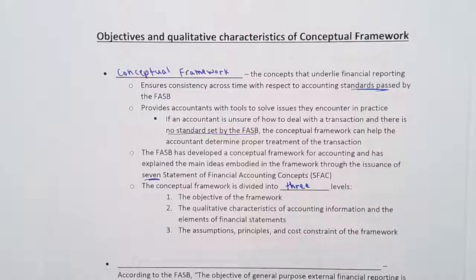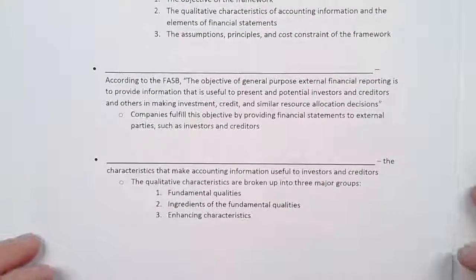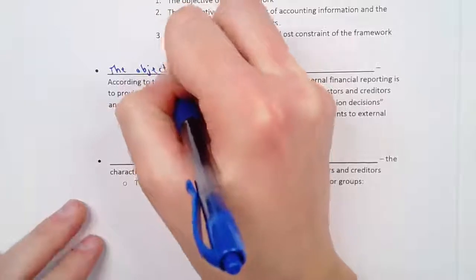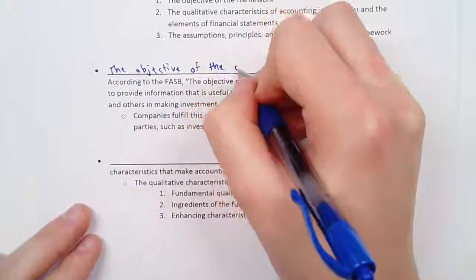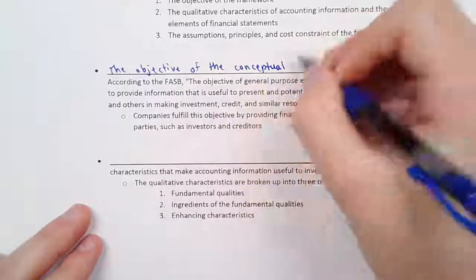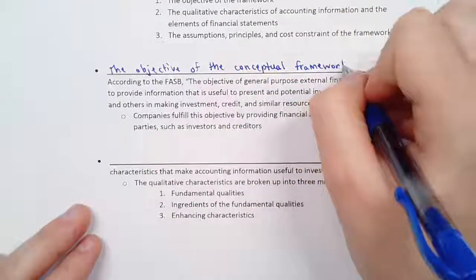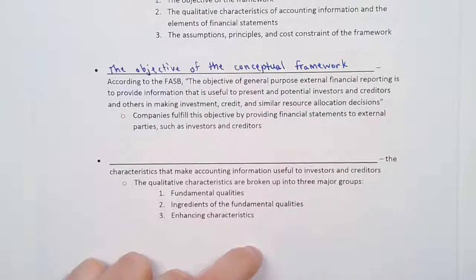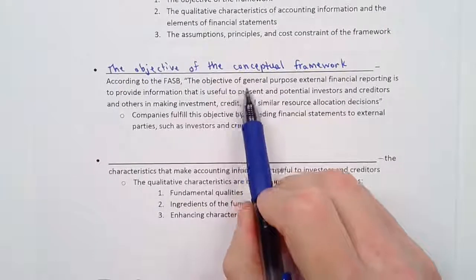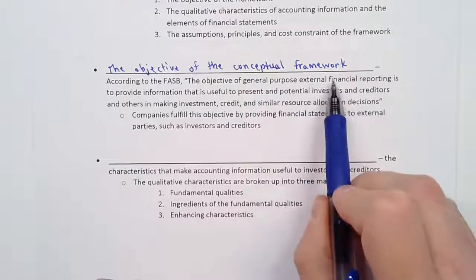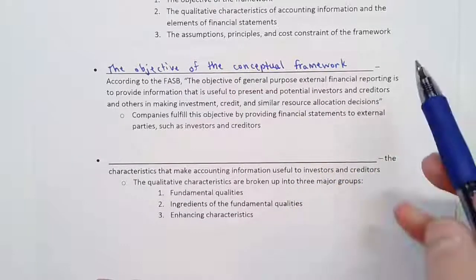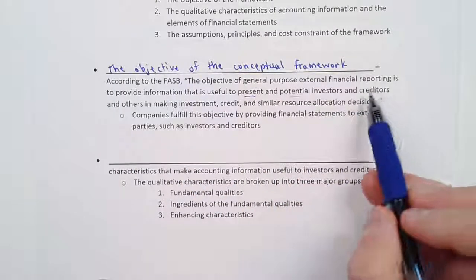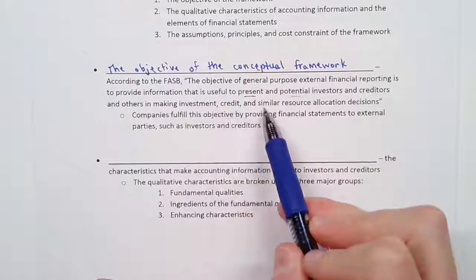On the second half of the page, the first thing is the objective of the conceptual framework. According to the FASB, and this is straight copy and paste from the FASB, the objective of general purpose external financial reporting, meaning the financial statements that we make, the income statement, the balance sheet, everything like that, is to provide information that is useful to present and potential investors and creditors and others in making investment, credit, and other similar resource allocation decisions.